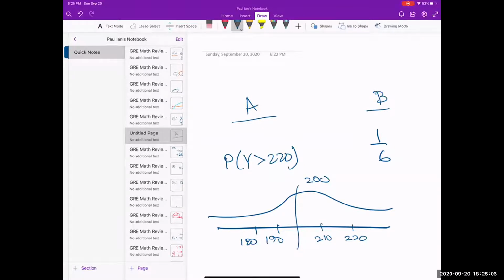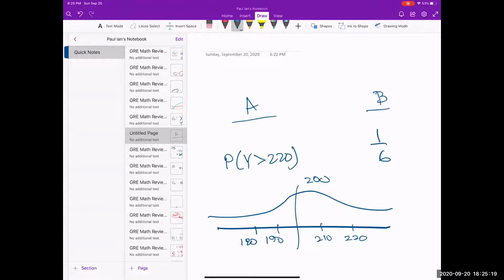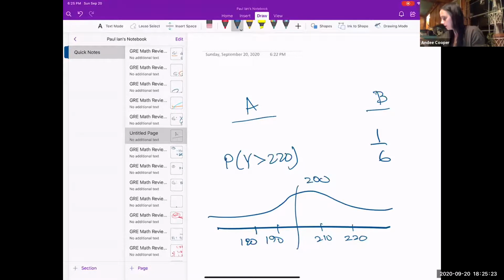Let me see. Is B greater? Let's see here, let me find section 5. It looks like B would be greater. Well, I'm looking for.